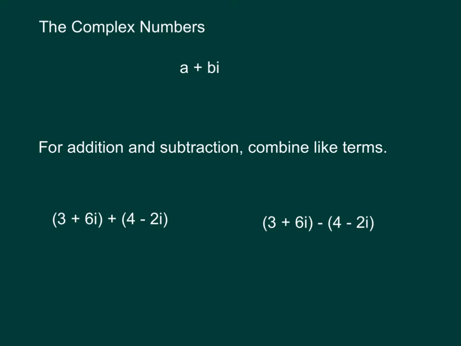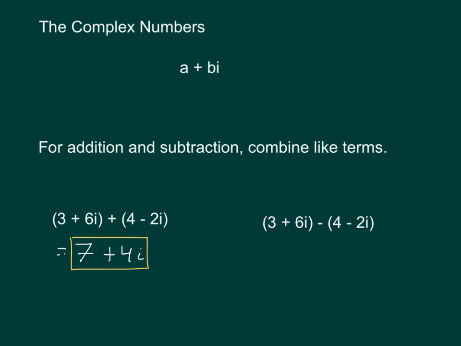So what can we do with these things? Well, for addition and subtraction with complex numbers, we just pretty much combine like terms as if the i was a variable. So for 3 plus 6i plus 4 minus 2i, I have an addition, so I'm going to add 3 and 4, which is going to be 7. And I'm going to add 6i and negative 2i, which is positive 4i. And then 7 plus 4i can't be combined any further. That's just a different complex number, and I'm done.